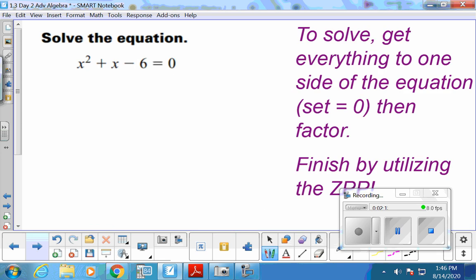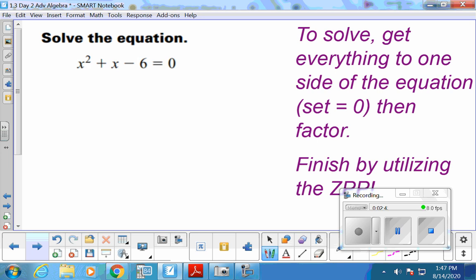All right, so here's going to be our strategy with the equations we'll be solving today. To solve these equations, we're going to want to get everything on one side of the equation and get our equation set equal to 0, and then factor. Once we've factored, since we're set equal to 0, we can finish by utilizing the zero product property. If you do feel like you want to write those steps down, pause the video at any time, write those steps down.